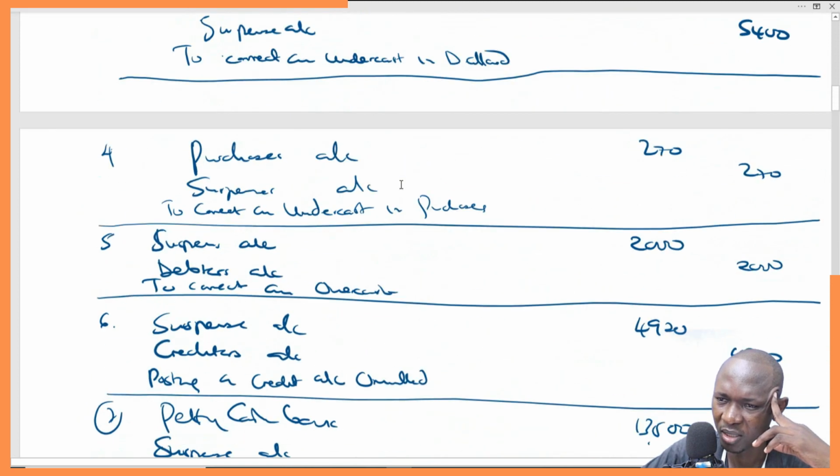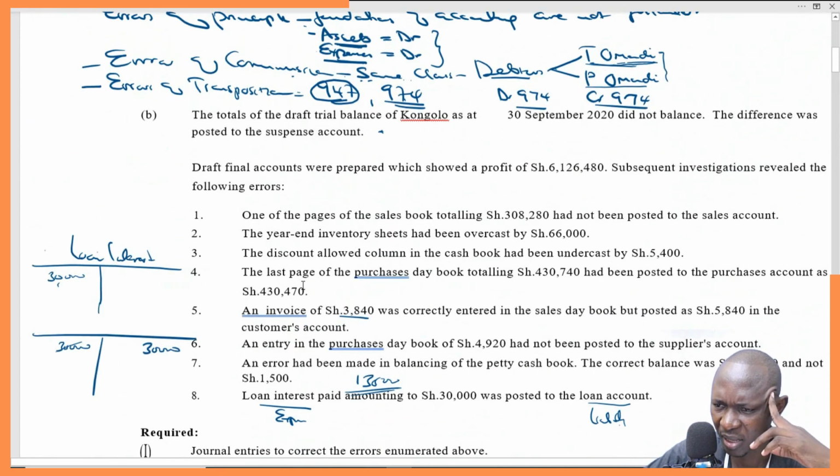Now maybe something, let me just confirm something about the year end inventory sheets had been overcast by 66,000.